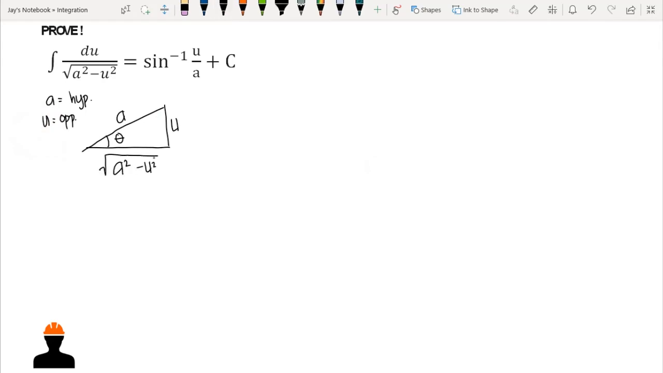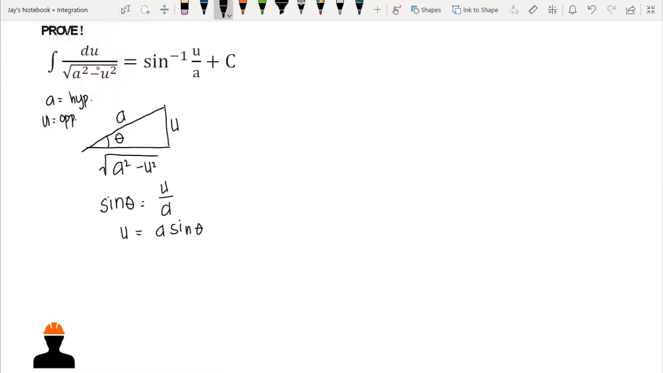And we know that the length of this side from the Pythagorean theorem is the hypotenuse squared minus the opposite squared, and that will give us square root of a squared minus u squared. So therefore we can create a trigonometric identity: sine theta is the opposite over the hypotenuse, that is u over a. So we can say that our u is equal to a sine of theta. So this function here must be changed using trigonometry. We have to convert this function into a trigonometric function.